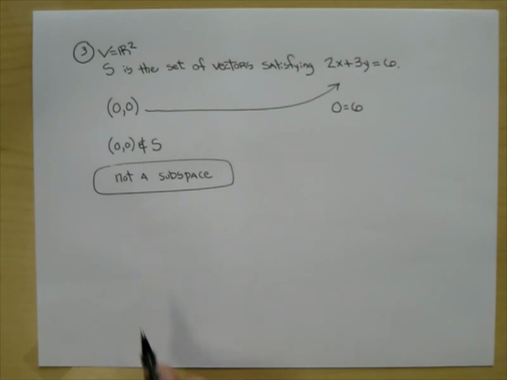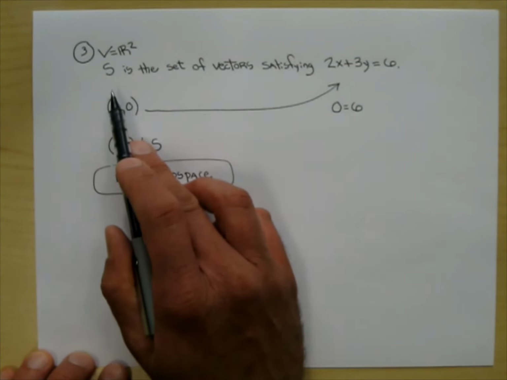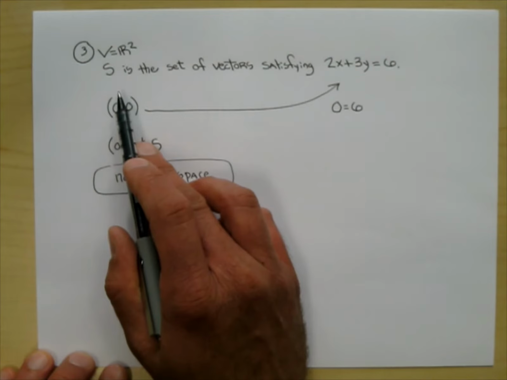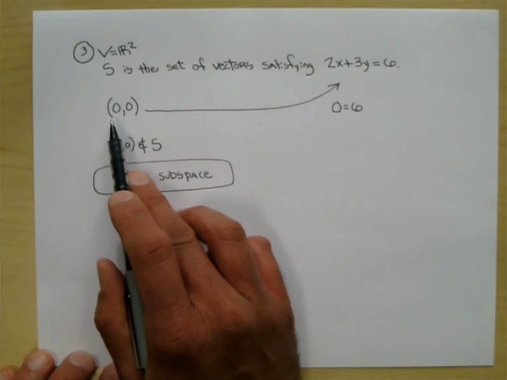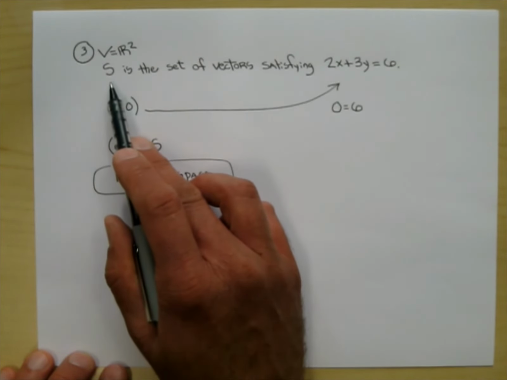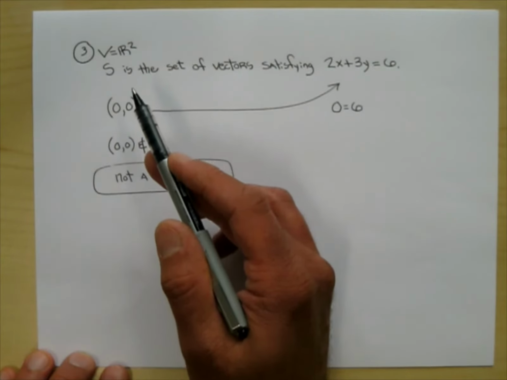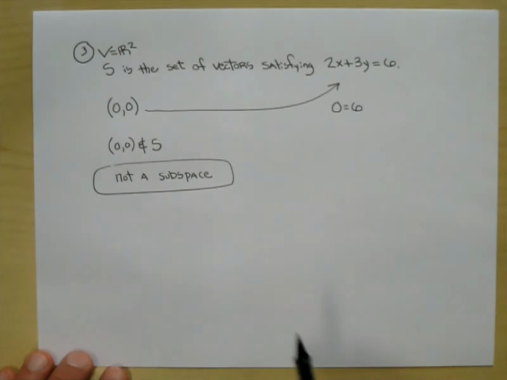So that's what that theorem says. The theorem says if the zero vector is not in the set, game over. If the zero vector is in the set, then let's look at axioms 1 and 2. So in your homework, check to see if the zero vector's in there, and you'll be surprised at how fast you can get through some of the problems just like this one.